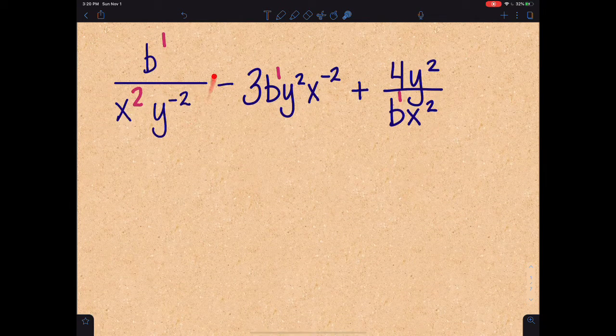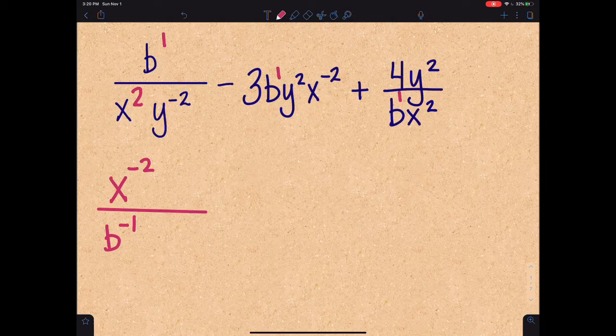So I'm going to start with this expression right here. And instead of writing a b on top, I'm going to write a b on the bottom. And it's going to be b to the negative 1. I'm going to move x to the top. And I'm going to leave y on the bottom because it already has a negative exponent. Then I'm going to do minus, and I'm going to do this second part of the equation. And I'm going to leave the 3 on top because that's a coefficient and not a variable, so it's okay to stay on top.